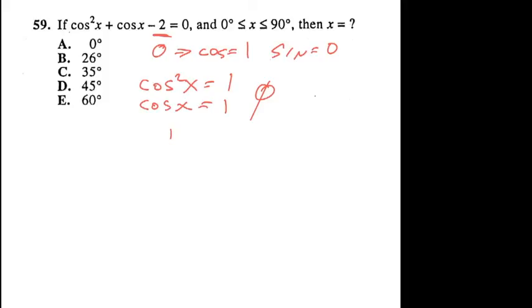So I would say 1 plus 1 minus 2 does equal 0, and that means that the angle has to be 0 degrees, making A the answer to 59.